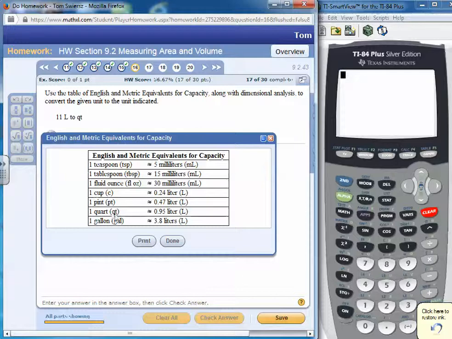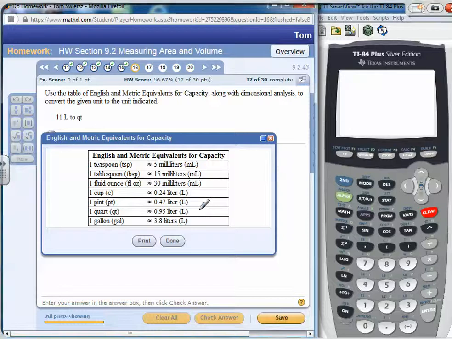Clicking there, we see that 1 quart is approximately equivalent to 0.95 liters. So that's what we'll use for our dimensional analysis. Okay, 1 quart is 0.95 liters.